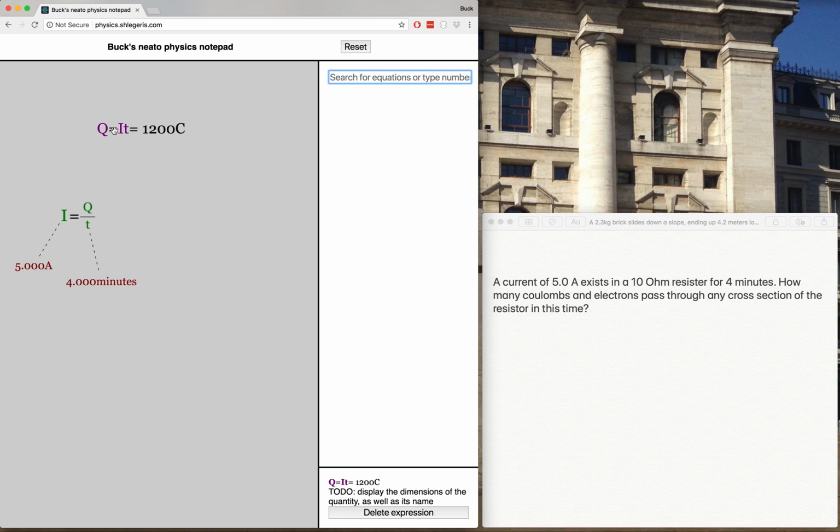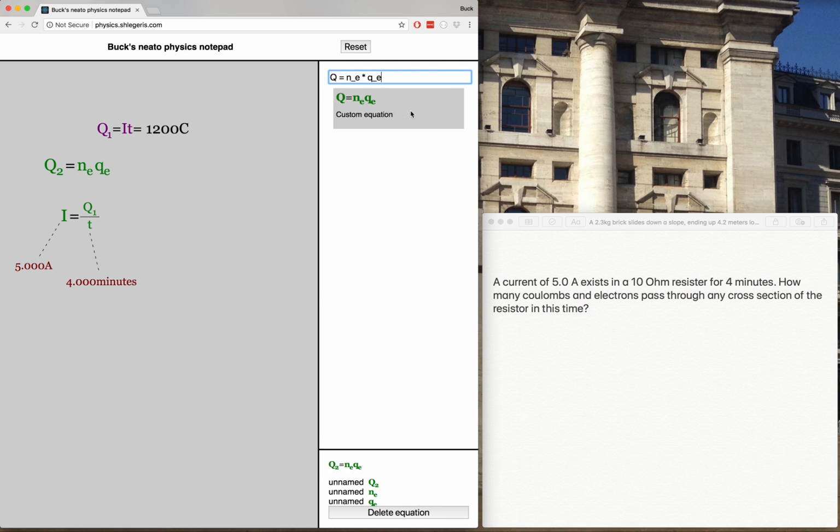Okay, but we want to know how many electrons this is. And my software doesn't have an equation for how many electrons there are to make a particular amount of charge. But that's all right. It's a pretty easy equation, so we can just add it in ourselves. The total charge is equal to the number of electrons times the charge on an electron. It seems legit to me.